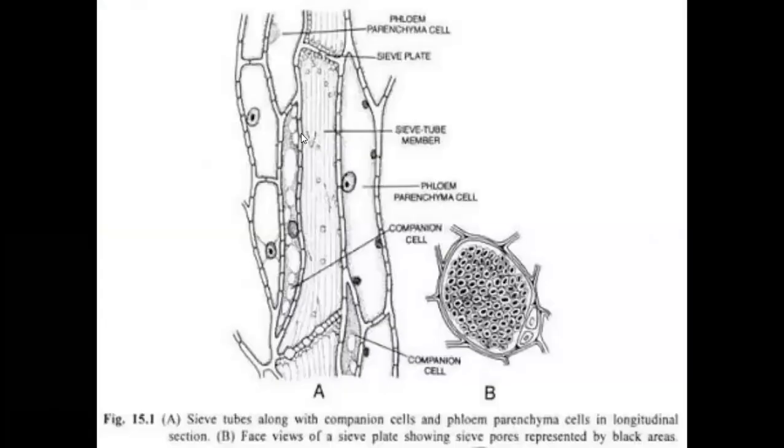Now we can identify the phloem tissue. The phloem tissue structure we will discuss now. The phloem tissue shows a complex structure. The main phloem tissues are composed of a number of complex tissues. The major cells are sieve tubes. The second one is companion cells. Third is phloem parenchyma. And fourth is phloem fibers.